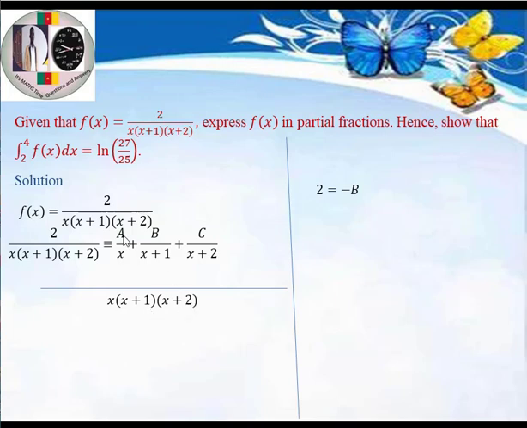So we'll have A(x + 1)(x + 2) plus, for the next term, x + 1 cancels x + 1, so we'll be left with x(x + 2) times B. So we'll have plus B x(x + 2), plus x + 2 cancels x + 2, so we'll have x(x + 1) times C, so we'll have C x(x + 1).